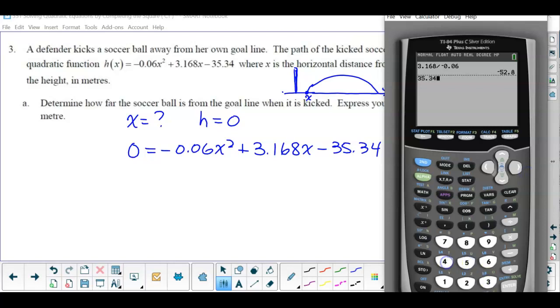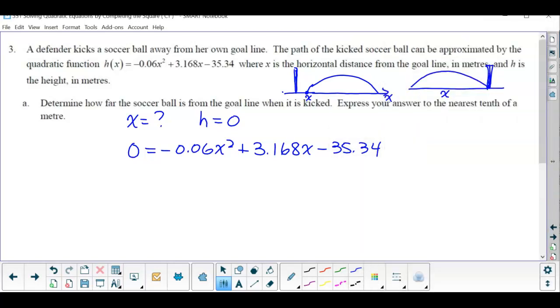35.34 divided by negative 0.06, and that gets rid of all the decimals. So that's what I'm going to do as part of my steps here.